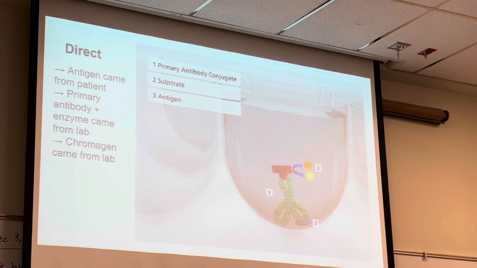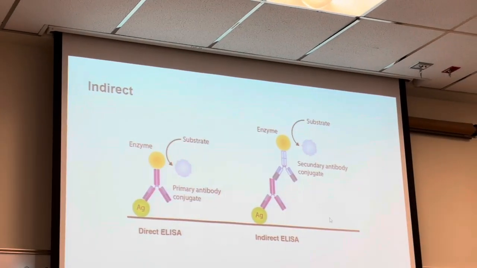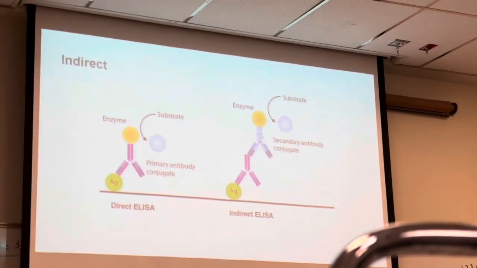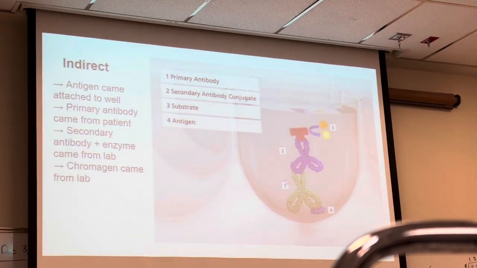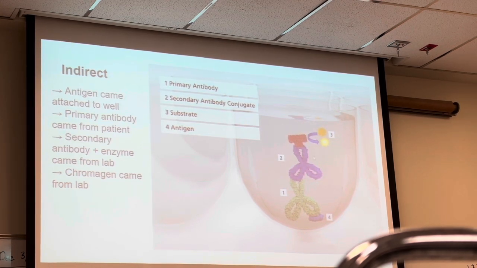So in the direct, this blue is from your patient. This is from the store. Here's indirect. This is from your patient, and this is from the store. So here's already, you bought this way. This is the patient's antibody. This is an antibody you bought from the store. Here's the chromosome.